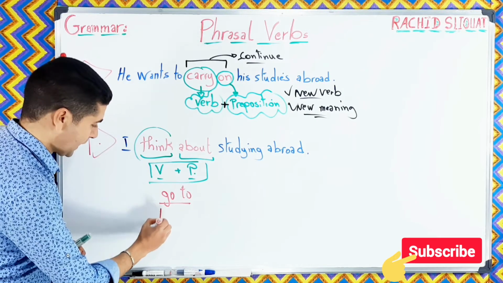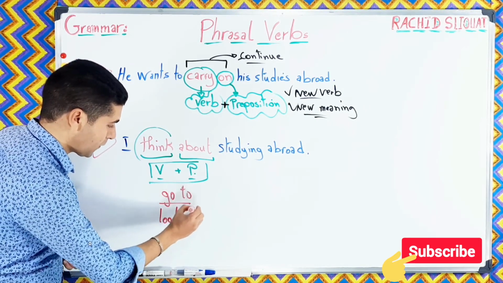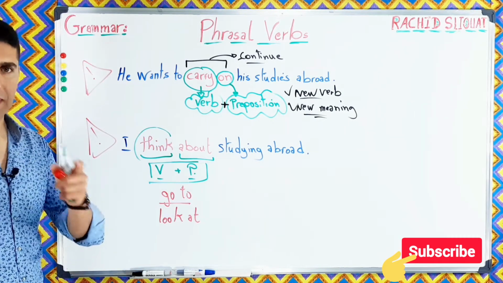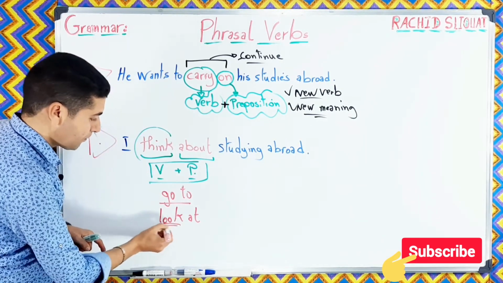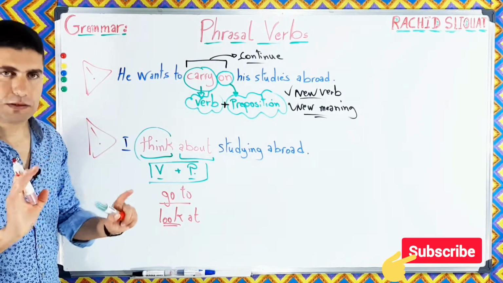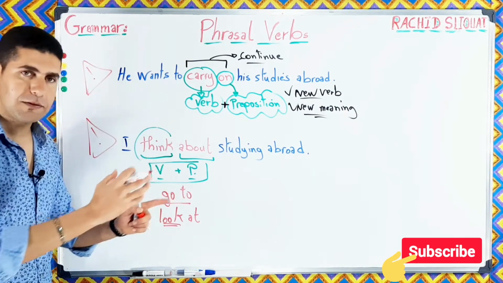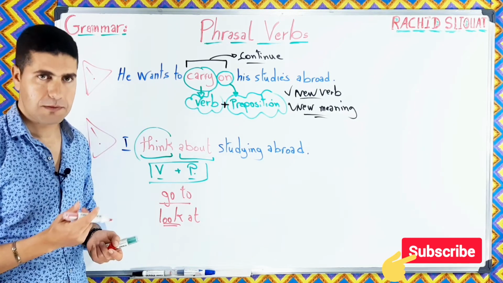Also, you can have something like look at, for instance, okay? Look at the board, look at that boy, look at that person, etc. So again, this verb did not change. Look is still look. So here we have look at. This is just a verb plus preposition.